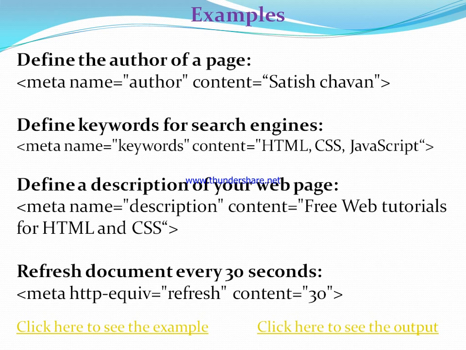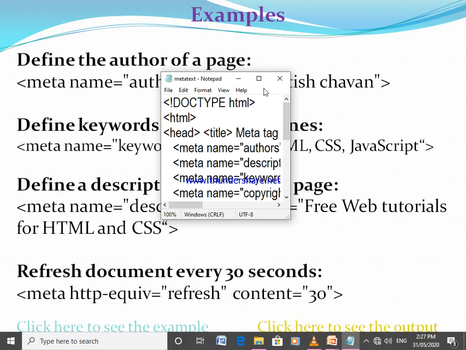And previously we have seen one example, that is, refresh the document after every 30 seconds. Then you should specify the code like meta http-equiv, where refresh is the value of the attribute referred to as http-equiv, and content equal to 30. What is the meaning of 30 here? After 30 seconds I want to refresh that particular page. So let me discuss this with another example. Here I am going to click on this, click here to see the example, and I will get the example of the meta tag.